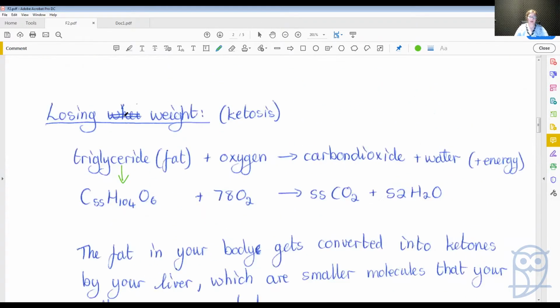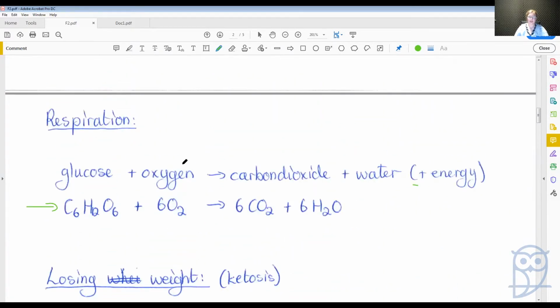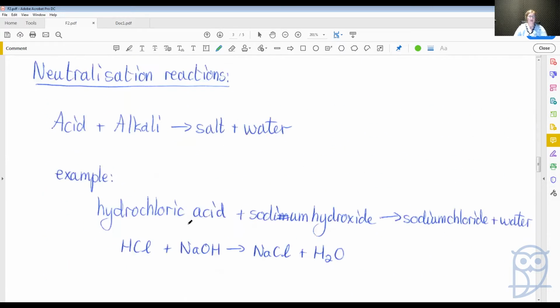So this bit about the fat is not in your syllabus. You need to know about respiration. You don't need to know about losing weight. So now we move on to other chemical reactions. Neutralisation reactions.